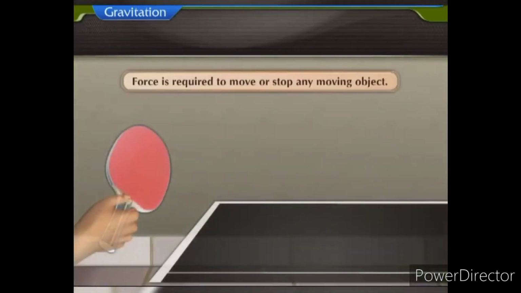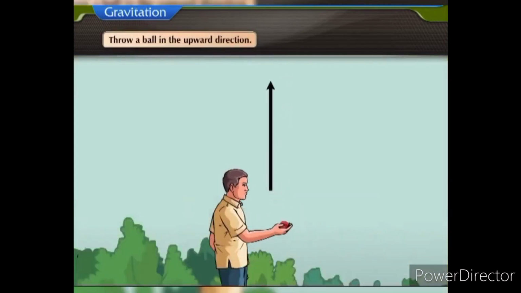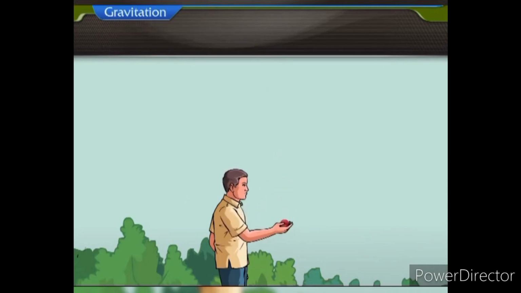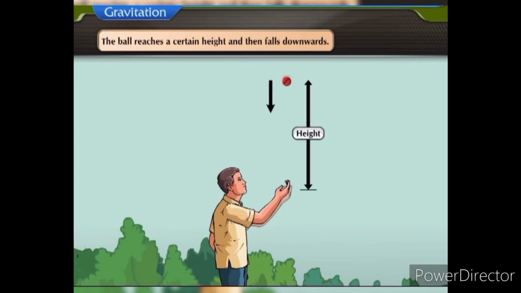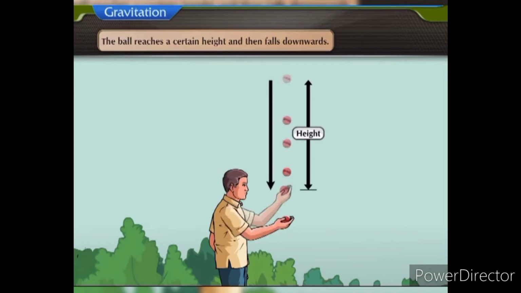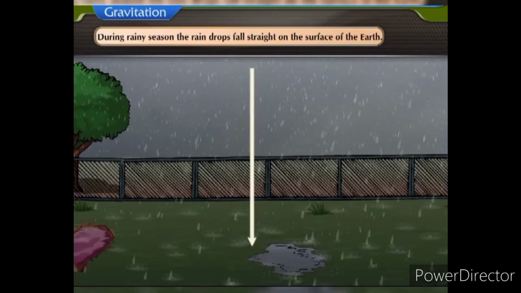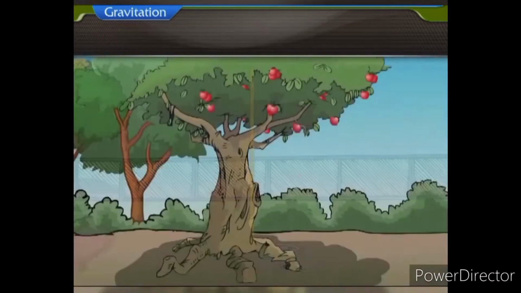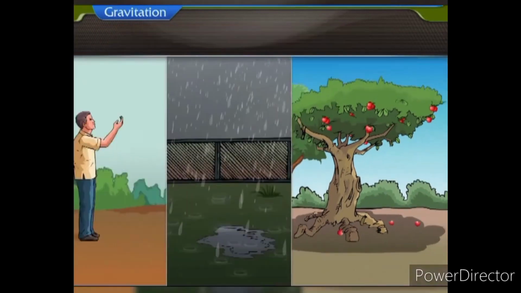We know that a force is required to move or stop any moving object. Consider some examples of motions. Throw a ball in upward direction. Observe what happens. The ball reaches a certain height and then falls downwards. During rainy season, the raindrops fall straight on the surface of the earth. Fruits fall to the ground when they get detached from the plant.